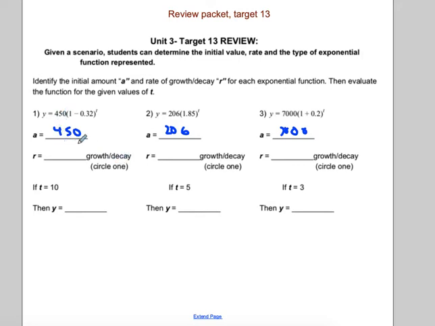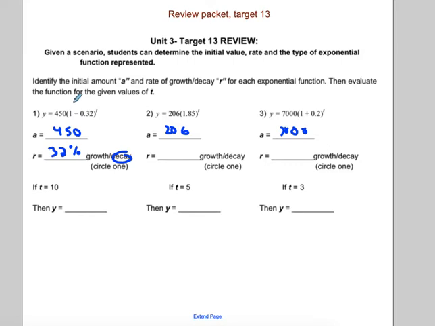R is your rate. Now here, one thing you can tell is that this is a subtraction, so that's definitely going to mean it's a decay. Now, how much it's being subtracted from 1 is your rate. So the 0.32 is your rate in decimal form. I think we ask it for you in percent form. If you want to go from decimal to percent, you multiply by 100. If you want to go from percent to decimal, you divide by 100.